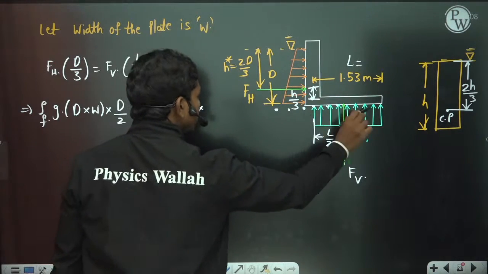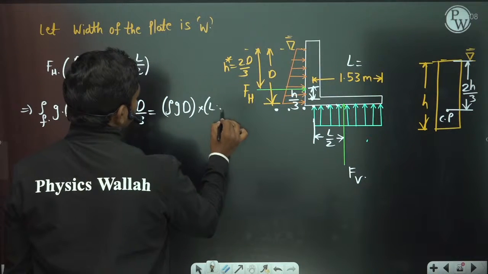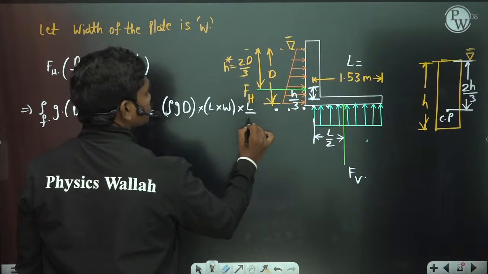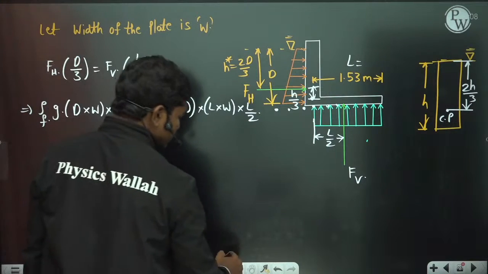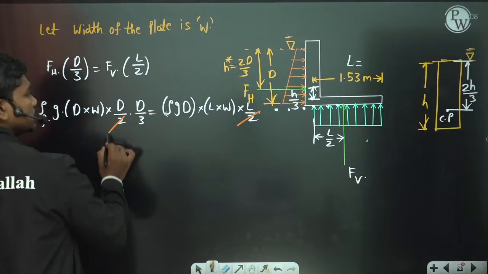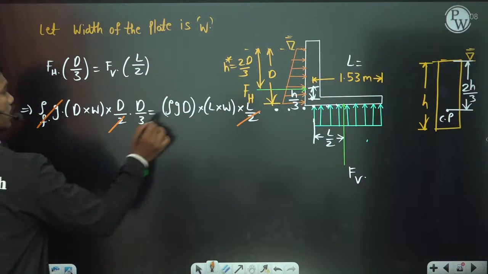So what is the area here? Length into width, length into width into L by 2. So this is what you have. If you simplify things, the 2 gets cancelled. Okay, rho Fg and rho Fg get cancelled.